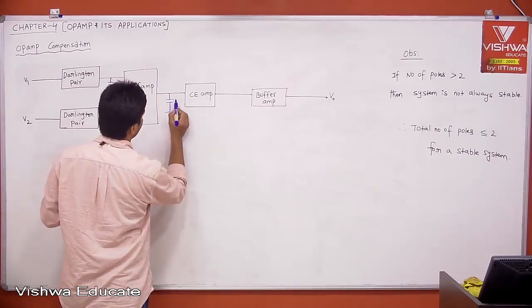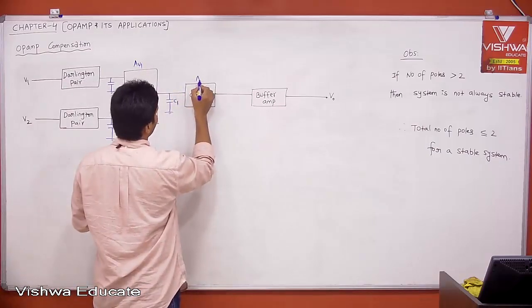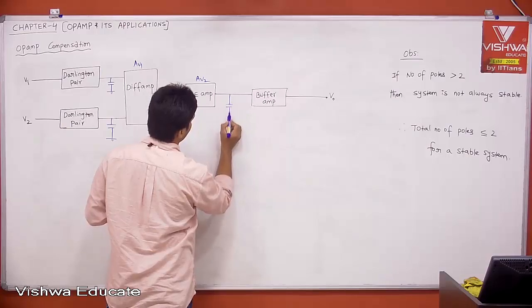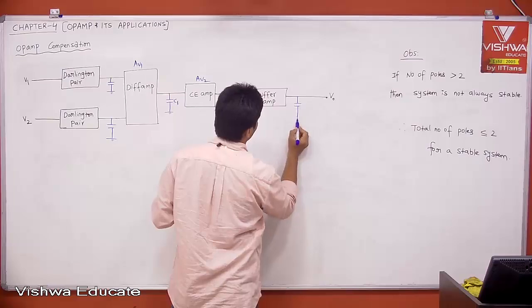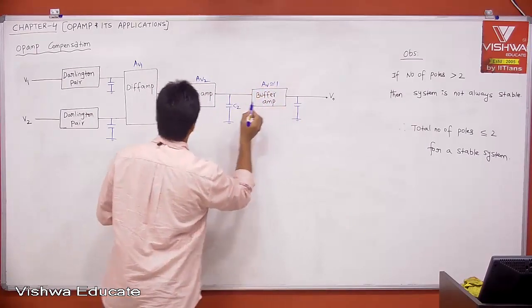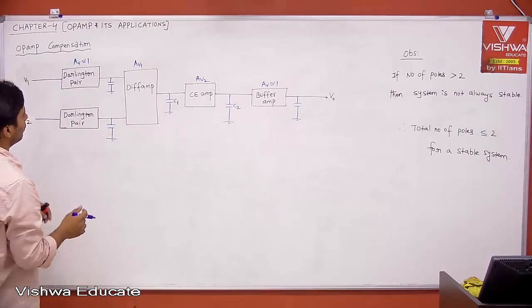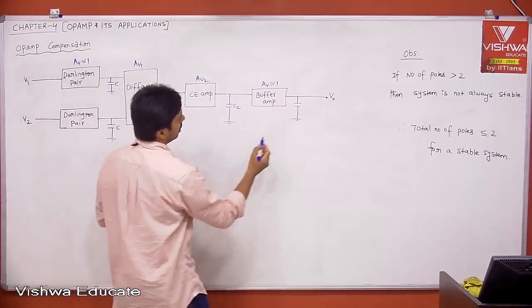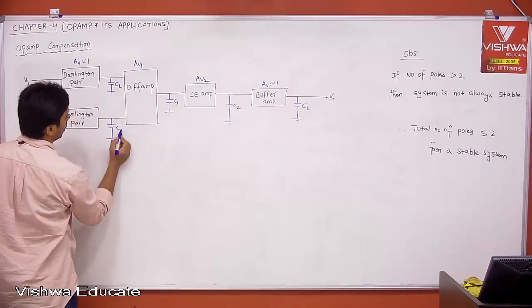Let me call this capacitance C1, because this is the gain stage AV1, this is the gain stage AV2, and let me call this C2. Then this is also having some capacitance. Now what is the gain of this? AV is approximately equal to 1. Here also the AV is approximately equal to 1. But whatever C you have here, let us say the load capacitance, CL.